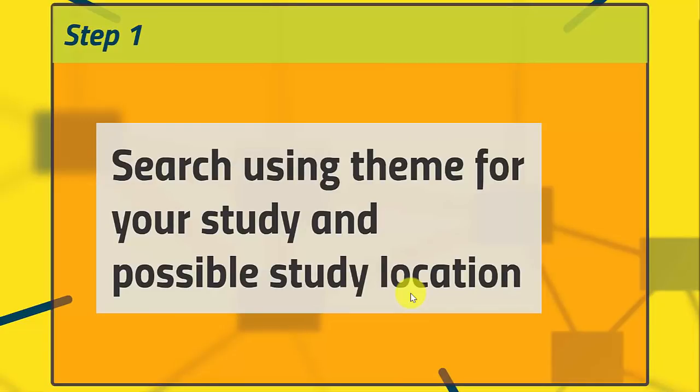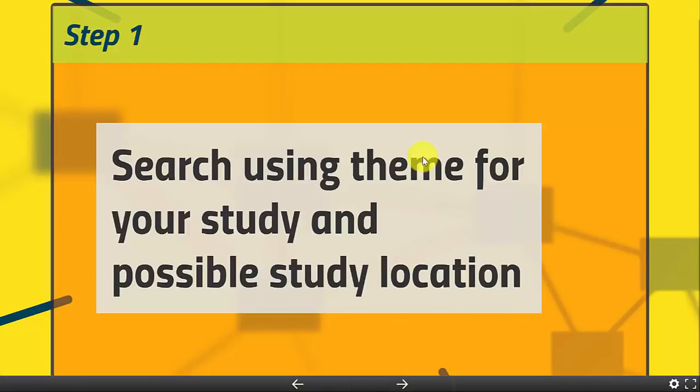So let's take on step 1. We say you should search using the theme for your study and possible study location. Just for the purpose of this lesson, let me assume that the theme for my doctoral research is food security. That's the theme. Now the location will be Burundi. So I'm looking at using Google Scholar to search for food security and then Burundi. Now let's see how that works.